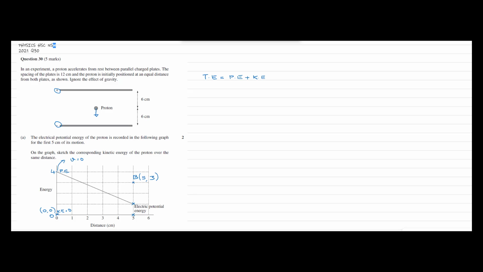So join the 2 points O and B, that should give the graph for the kinetic energy. My graph may not be as good, but this is how the graph will look. You will use a scale or ruler to draw the line, but I have drawn it manually, so it is roughly the same. So that completes the answer to part A.